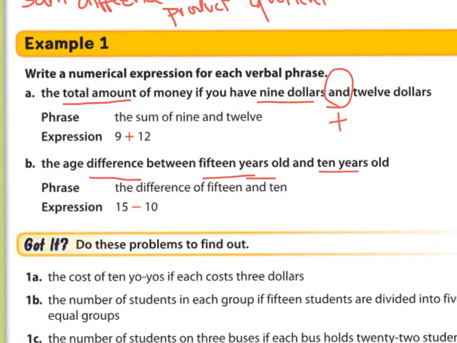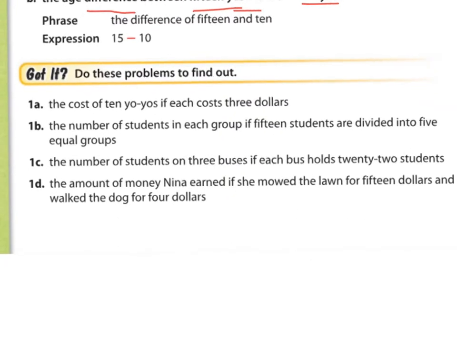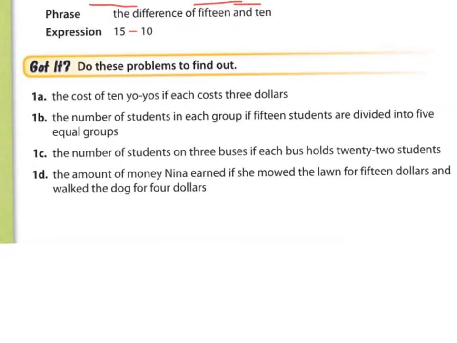This seems easy at first, I understand, but a lot of times when we're reading more difficult word problems, we really have to make sure we pay attention to the words carefully so that we know what operation to use. So if you think you got it, go ahead and try numbers 1A to 1D. Pause the video now.